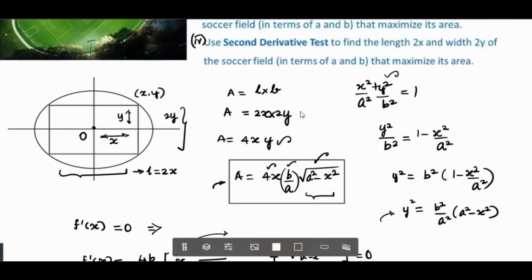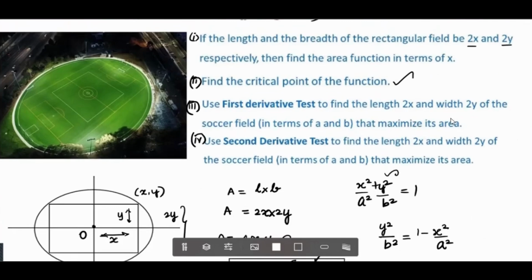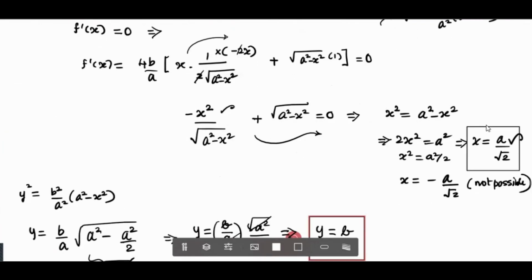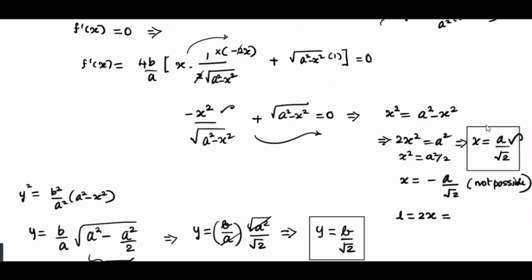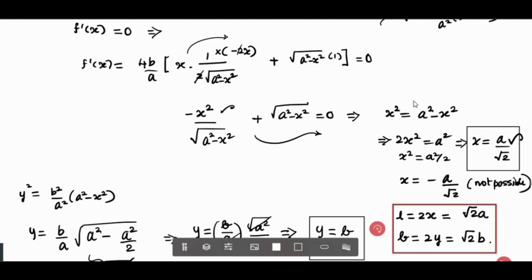Now, they're asking us to find 2x and 2y, which is the length and the breadth, because the length, if you remember, was 2x. So that would be 2 times a by root 2, which is root 2 into a. And the breadth, the width, would be 2y, which is equal to root 2 into b. So these are the required answers for the third subdivision.